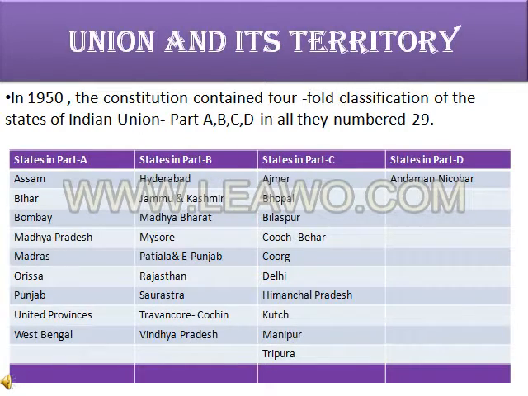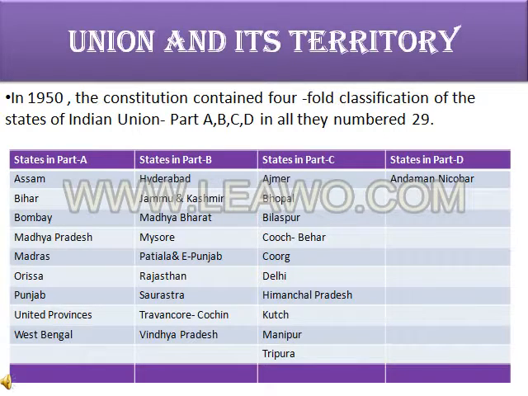See what happened? Part A states comprise 9 erstwhile governor provinces of British India. Means under Part A were the governor provinces of India. Part B states consisted of 9 erstwhile princely states with a legislature. Part C consisted of erstwhile chief commissioner provinces of India, and Part D, that was Andaman and Nicobar, was kept solitary in Part D.